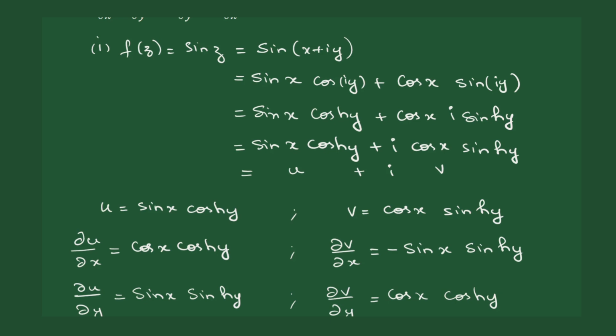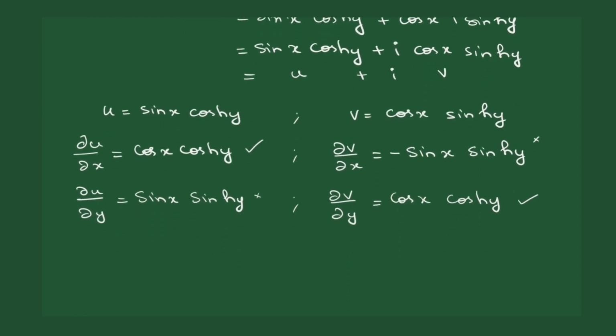Okay. So now we have to check the Cauchy-Riemann equations. dou u by dou x should be equal to dou v by dou y. If we notice this, this is cos x cosh y, and here again cos x cosh y. So dou u by dou x is equal to dou v by dou y. Similarly, dou u by dou y should be equal to minus dou v by dou x. So here sin x sinh y, and similarly here sin x sinh y, but the minus is here. So this and this are also the same.